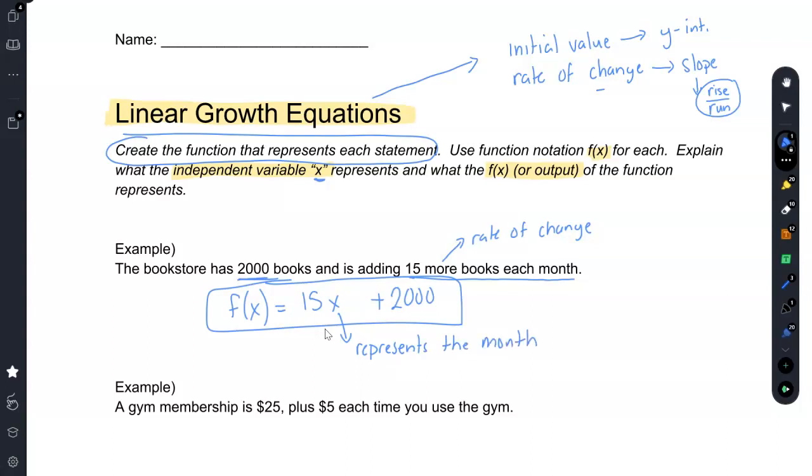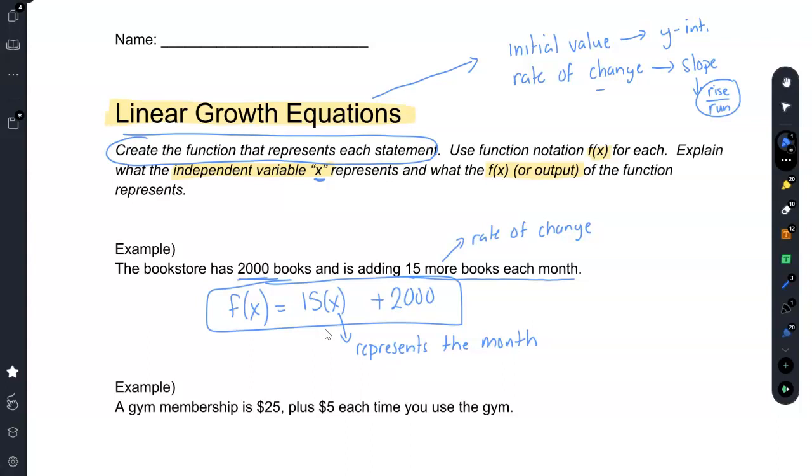the month. So after month 1, I'm going to have 15 times 1, which would be 15 plus 2,000. I will have 2,015 books. After month 2, I would have 15 times 2, which would give me 30, plus 2,000, which would give me 2,030 books. After month 3, I would have 15 times 3, plus 2,000, which would give me 2,045 books.